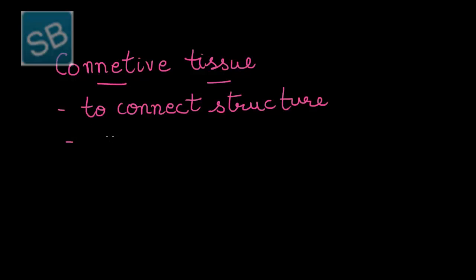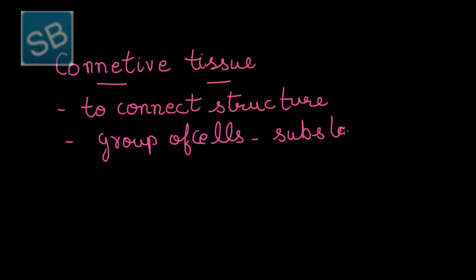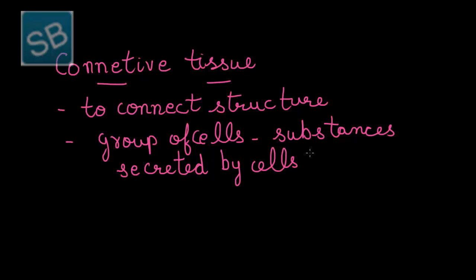This type of animal tissue is a group of cells containing intercellular substances that are secreted by cells themselves. In this type of tissue, the cells are widely spaced.